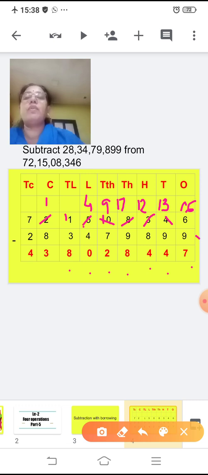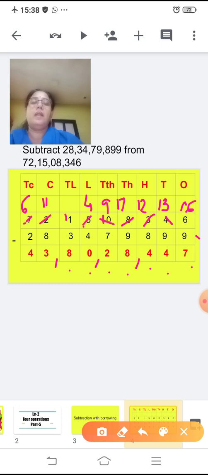Now the crore place, 1 minus 8, you cannot subtract. So again you will borrow from the 10 crore place. This will be 6, and this will become the number 11. Now 11 minus 8 is 3, and in the 10 crore place your number is 6 minus 2, that is 4. Now place the commas and read the number. Your answer is 43 crore 80 lakh 28,447.